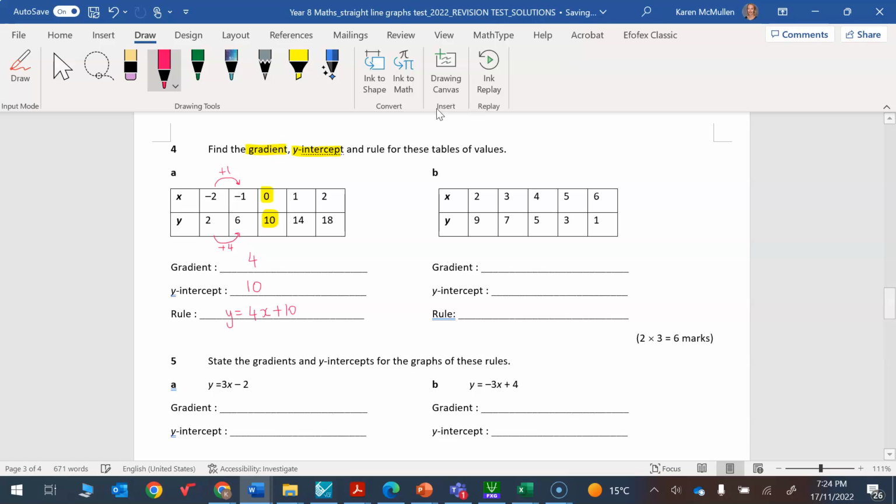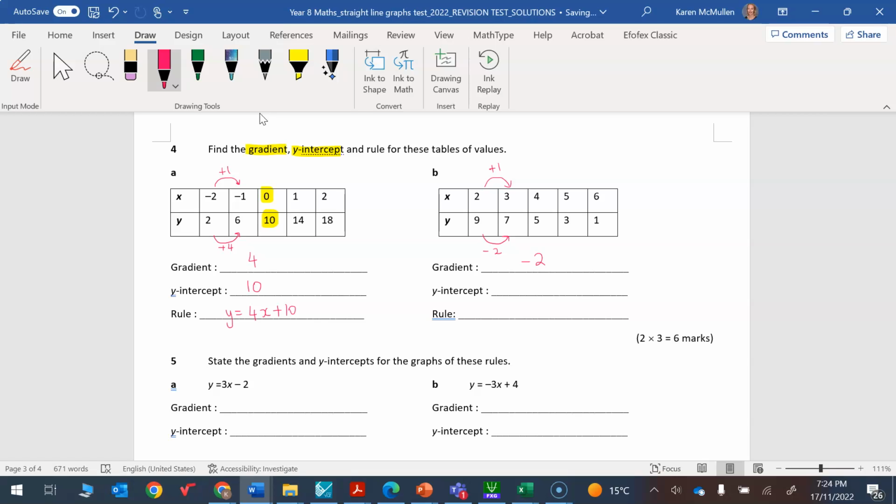All right, and moving on to the next one. So let's just check that we're going up by 1 each time, which we are. And what's happening with the y values? They're going down by 2. So your gradient is -2.